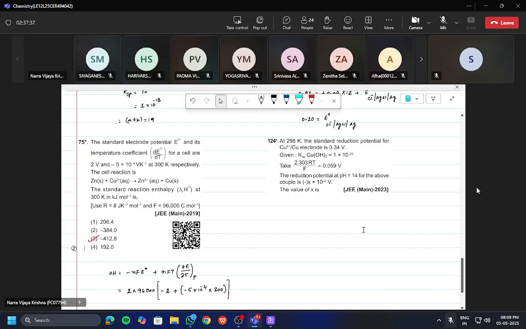Solve that. Standard reduction potential of copper plus 2 copper is given. KSP is given. Reduction potential at pH equal to 14 for the above reaction is? What is it? Reduction potential means how will I write it? So salt bridge, concentration of OH minus aqueous, interface Cu(OH)2, interface copper. Response, sir? Shall I write like this or not?